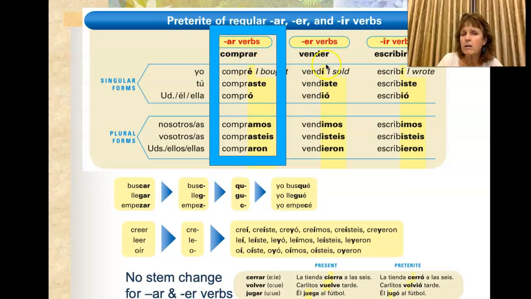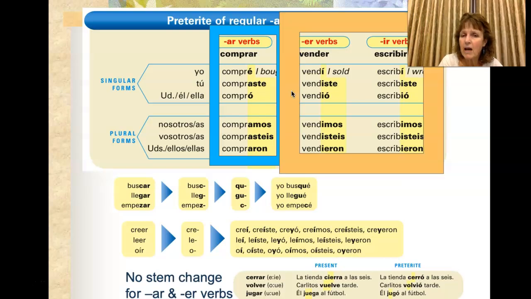You have those same accents on the ER and IR verbs, and they have exactly the same endings this time. In the present, they were a little bit different, but here they're exactly the same, right? For vender: yo vendí, tú vendiste, él vendió, nosotros vendimos, ellos vendieron. Or escribir, an IR verb: yo escribí, tú escribiste, ella escribió, nosotros escribimos, ellas escribieron. All right? Again, with that emphasis on the vowels on the yo form and the third person form. Vendí, vendió, or escribí, escribió.